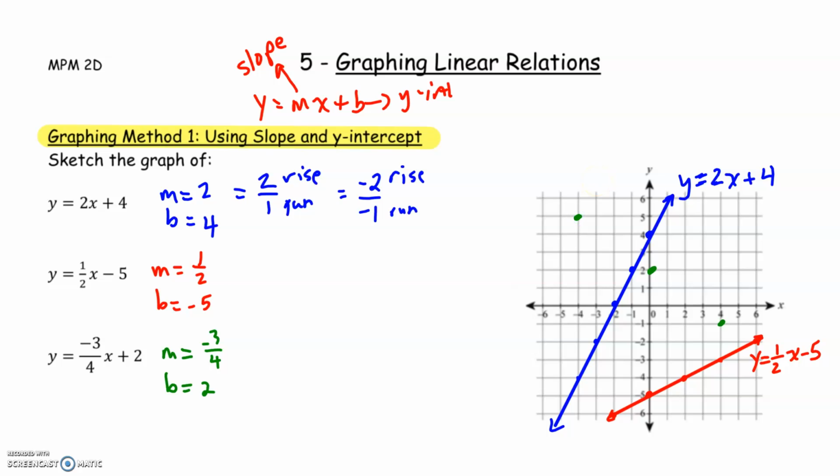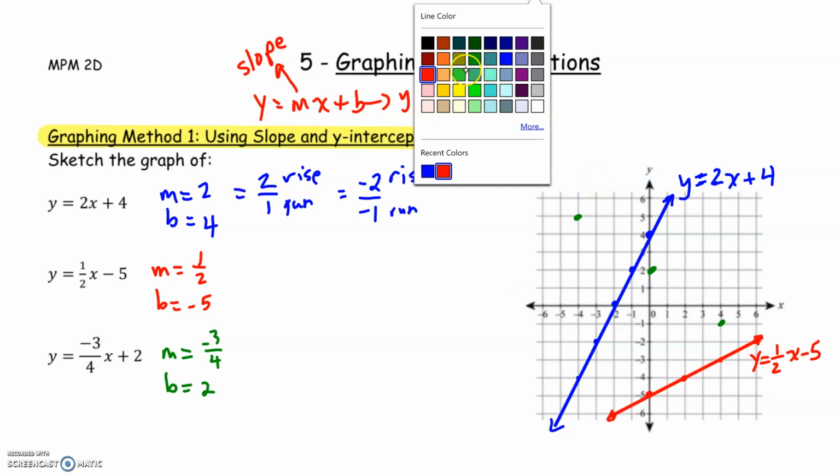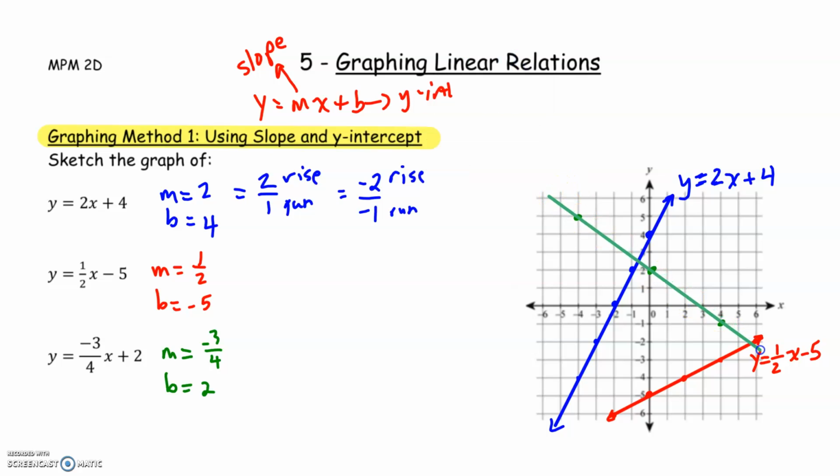That's as many points as I can fit. So now I'll go grab my ruler and I'll draw my line, make sure it goes from one side of the graph to the other, and we'll put arrows on the ends and then label the line with the equation, which is y equals negative 3 over 4 x plus 2. All right, that's the first method of graphing.